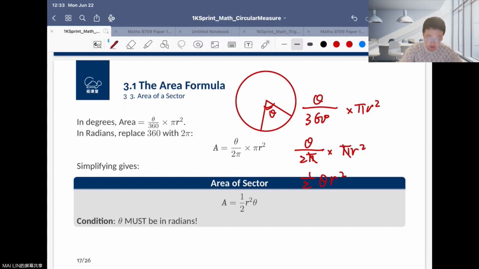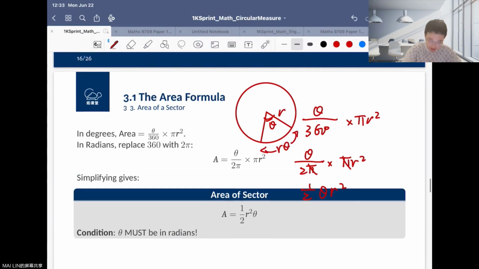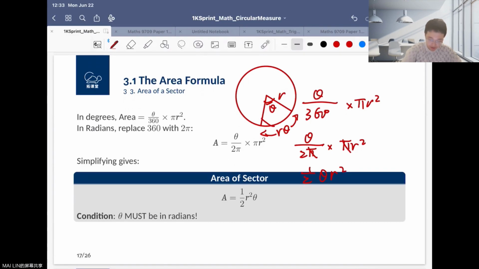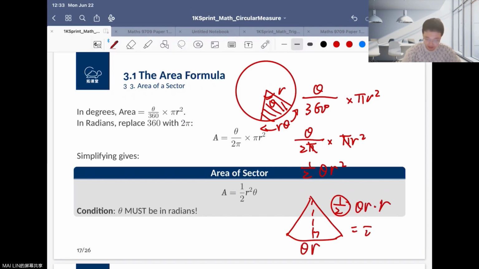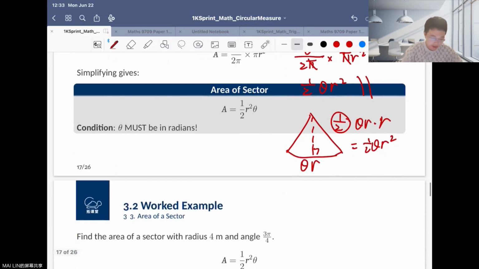Okay. So last lesson we already said that r theta equals the arc length. So here is the arc length, right? R theta. Here is the radius, and we can say that the area equals a half times r theta times r. Also you can consider it as a triangle, since the shape is very similar to a triangle. The triangle's formula is a half times the base times the height. So here it is also a half times the base, theta r, times the height, which is the radius. That is a half times theta r squared, the same formula as before.